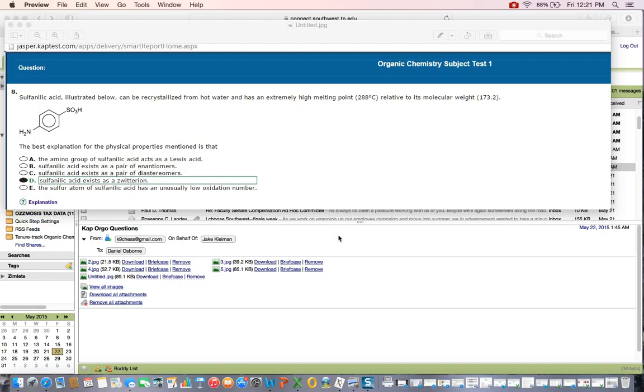So whenever you're looking at unusually high melting points, you need to think in terms of, I have a significantly important intermolecular force, or IMF. Which answer choice accounts for that? And in this case, it is D.